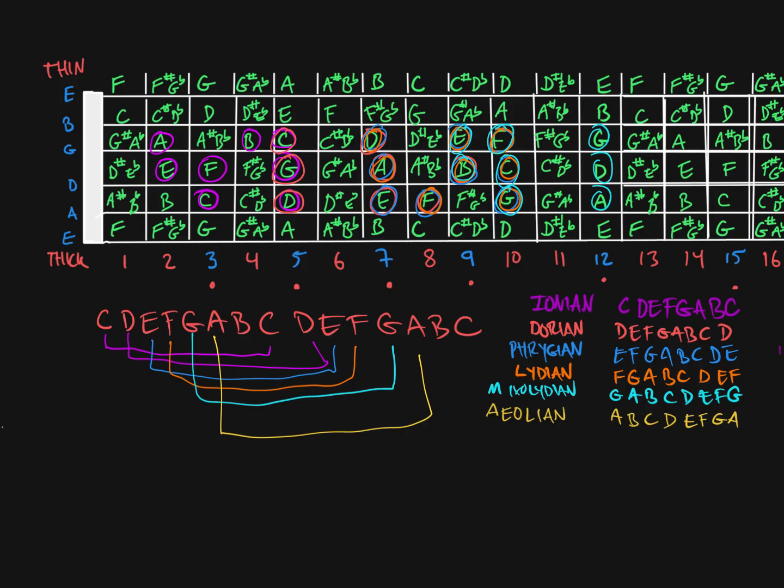Let's go from A to A. Aeolian. This is also sometimes called the natural minor scale. A, B, C, D, E, F, G, A. So in this case, the A natural minor scale. Then we can go ahead and move on to the next one.